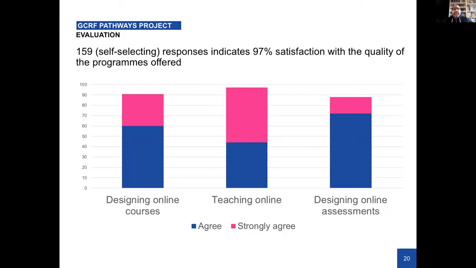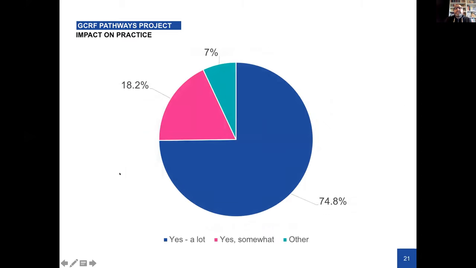In the evaluation, people were asked whether they were satisfied with what they were offered in these courses. You can see here that in excess of 90% either agreed or strongly agreed that they were satisfied. Obviously, it's important to note that's a self-selecting response. Similar picture when people were asked about the impact on their practice. More than 90% said yes a lot or yes somewhat to whether the material they'd been engaging with and the activities were going to influence their practice. And people said yes, they believe that it would.